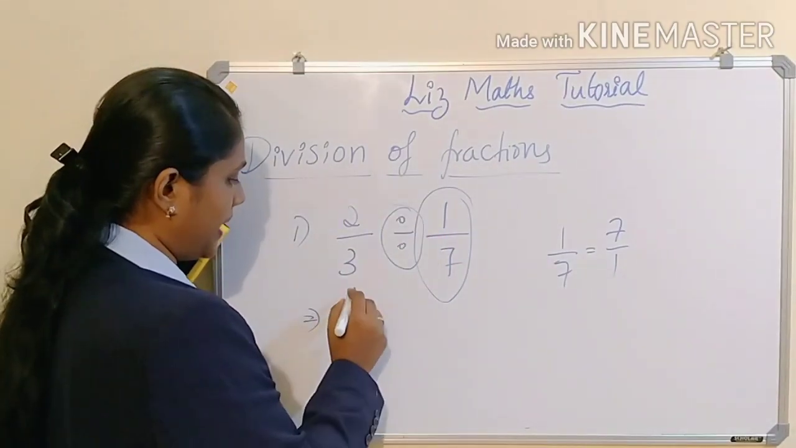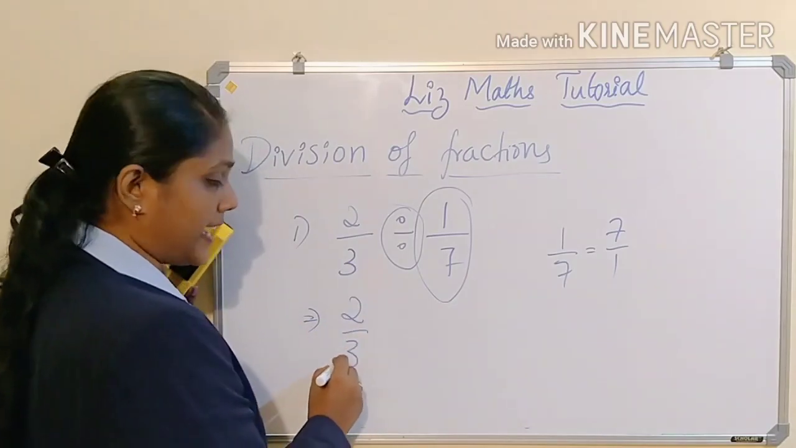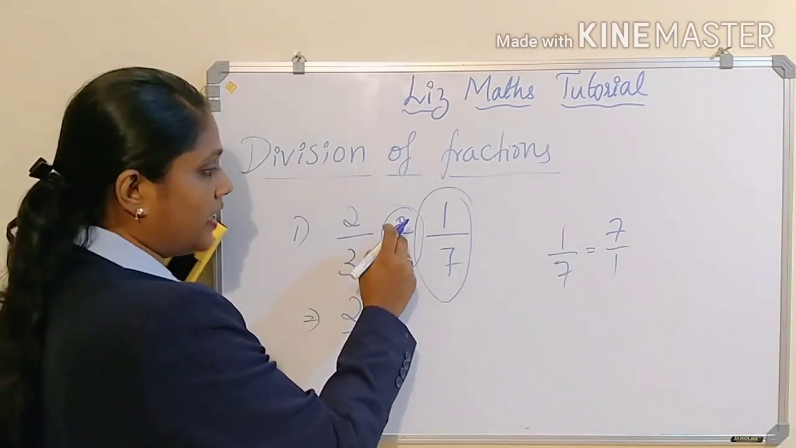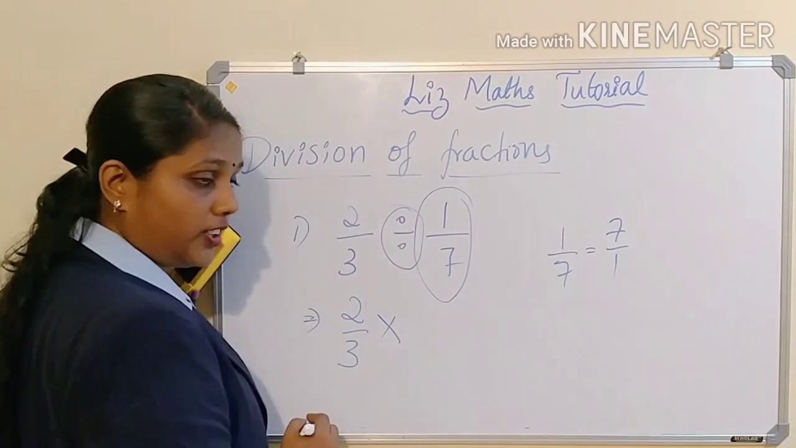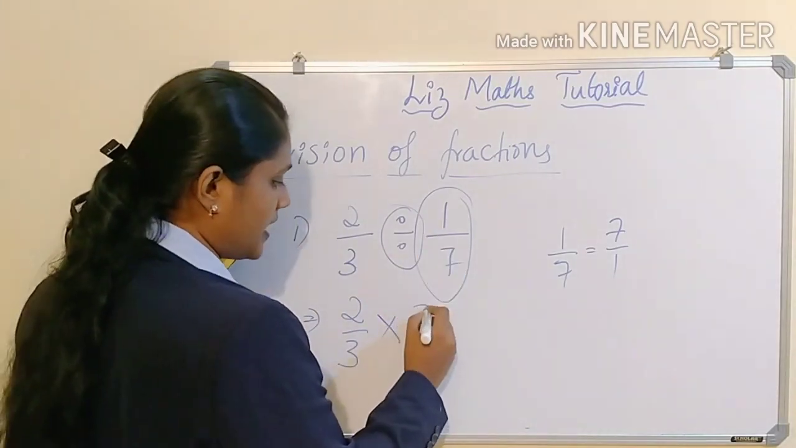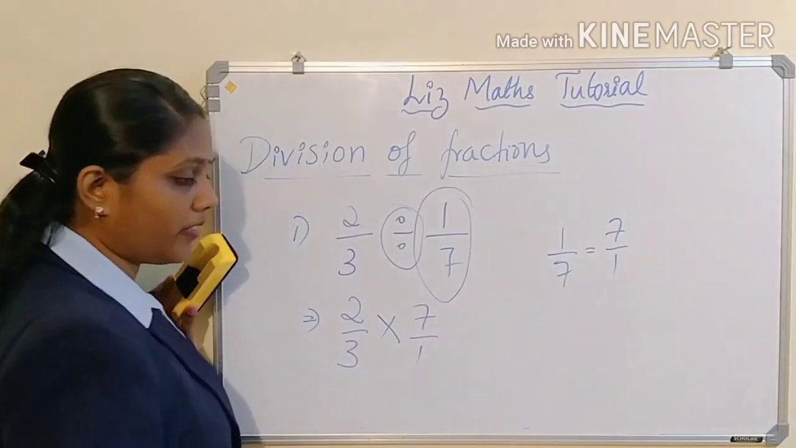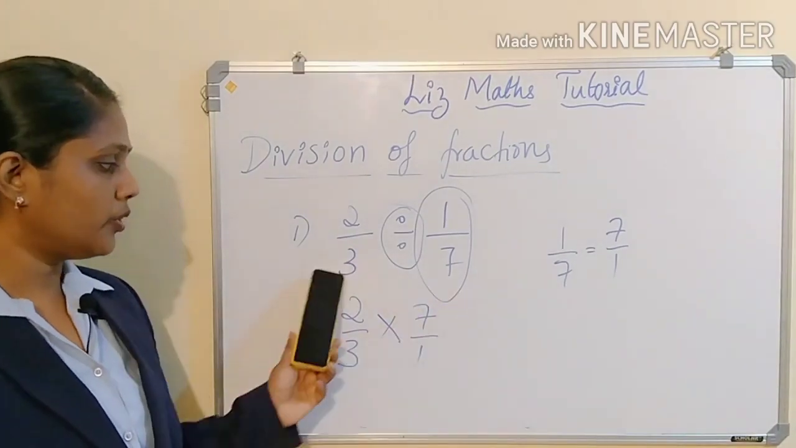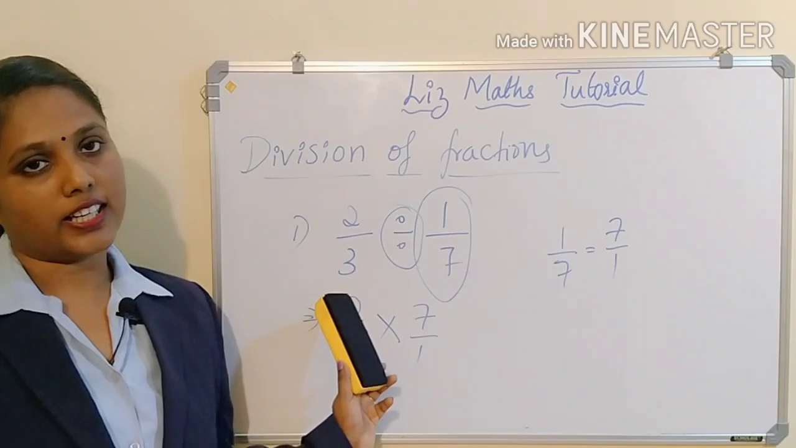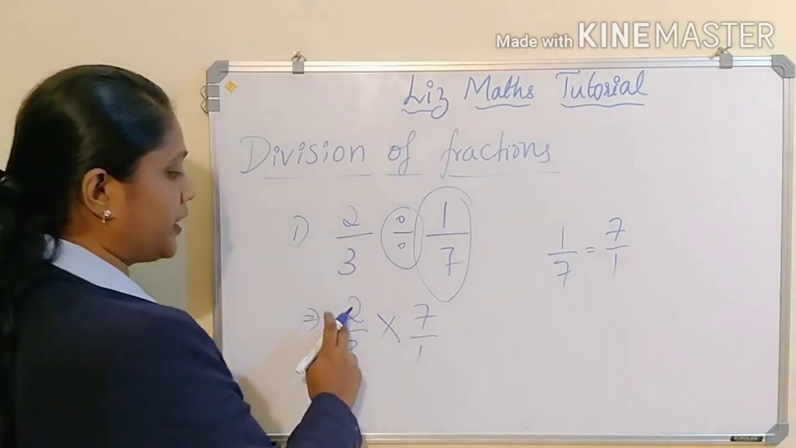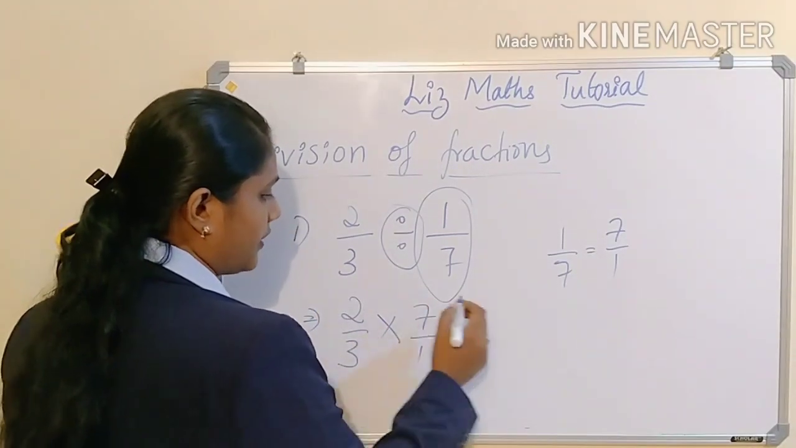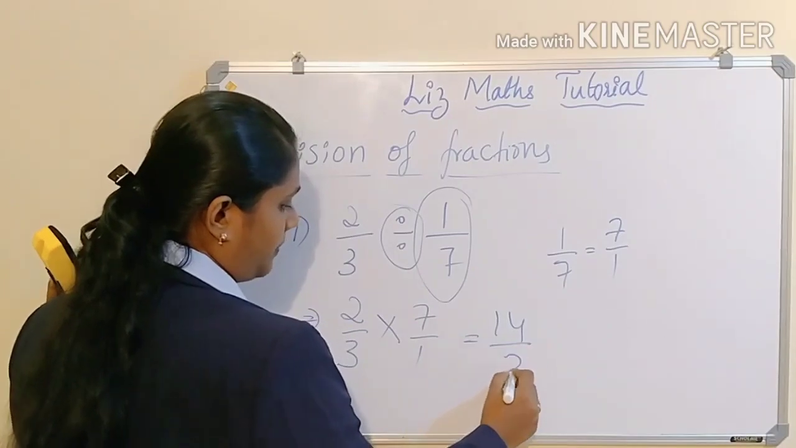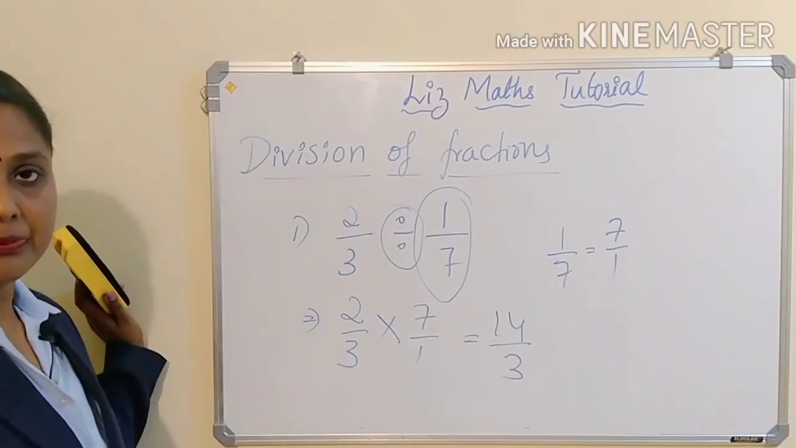So, how will it be? Here 2 by 3 remains as it is. Here you are going to write the multiplicative inverse, so you are inverting this number. That way, now you have to go with the multiplication method. So numerator into numerator, 7 2s are 14, divided by 3 1s are 3.